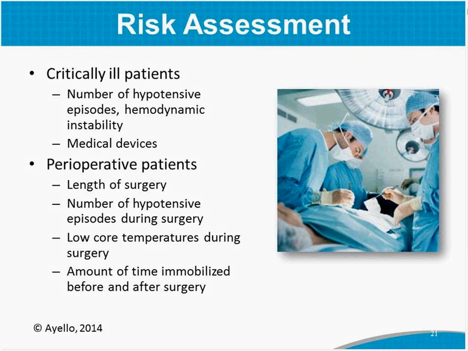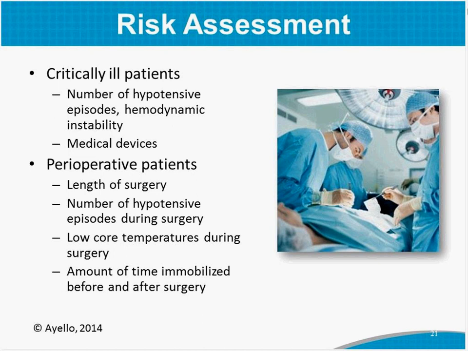For operative patients, from the NPUAP guidelines, things such as the length of time somebody is in the hospital, in surgery, hypotensive episodes during surgery, any low temperatures during surgery, and the amount of time that they're immobilized before and after surgery. One study by Chatham in 2001 actually found that pressure ulcers were reduced to zero when they used adequate padding for patients on the OR table. So take a look at patients that are in the prone position in the operating room and see if they have adequate padding.